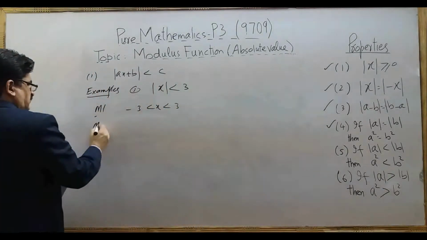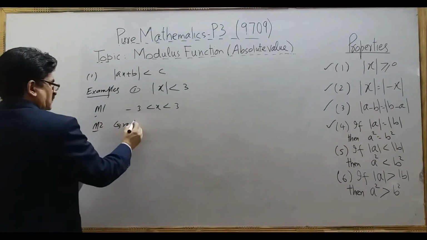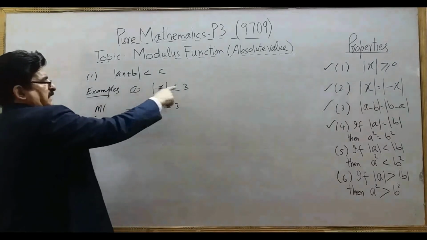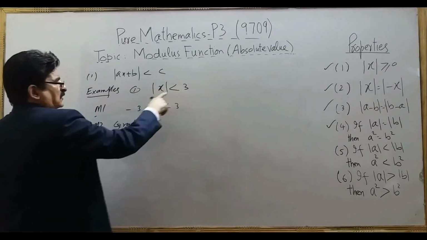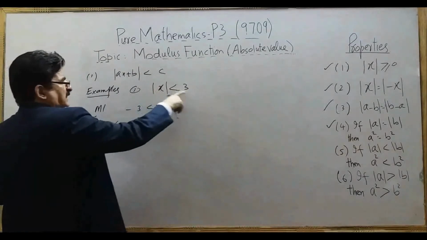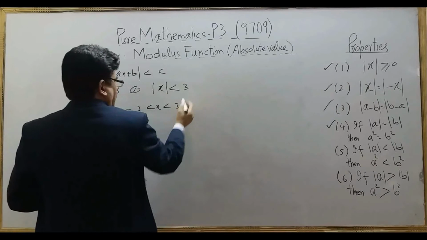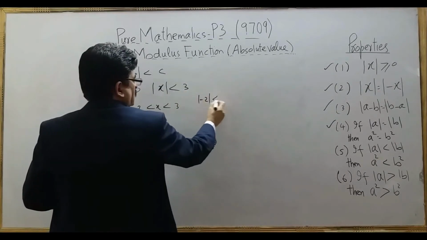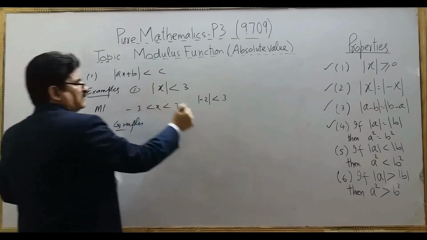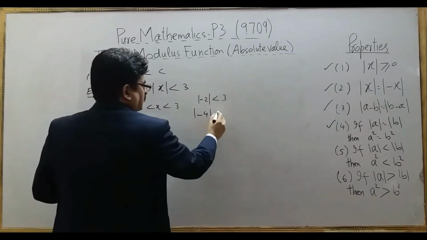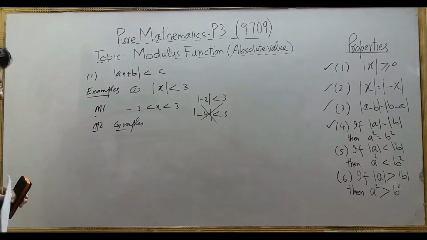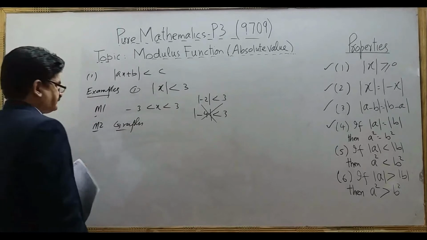Then we have method 2 using graphs. Here you see that if you put 4, it will be wrong. 5 will be wrong. So between 3, it means 2, |2| less than 3, |1| less than 3. But you can put minus 2 also. For example, if you put minus 2, of course |-2| is less than 3. But not minus 4. If you put |-4| less than 3, this is wrong, because |-4| is plus 4, which is greater than 3.